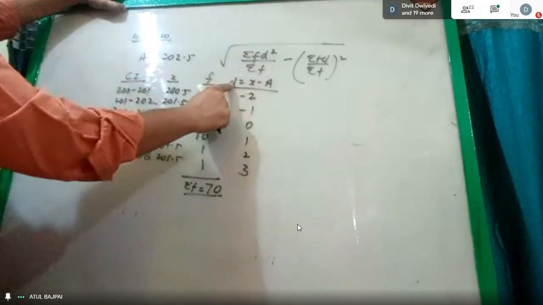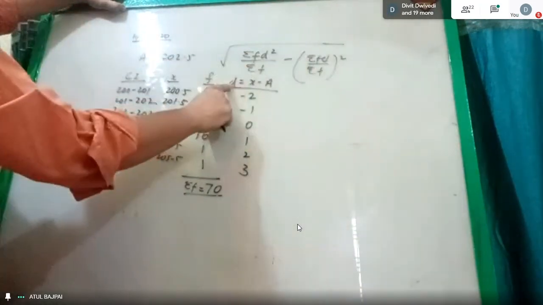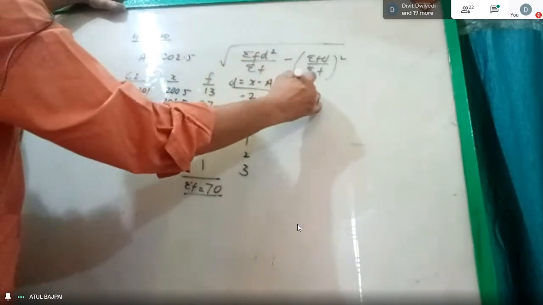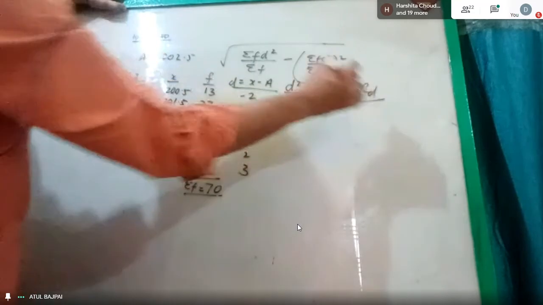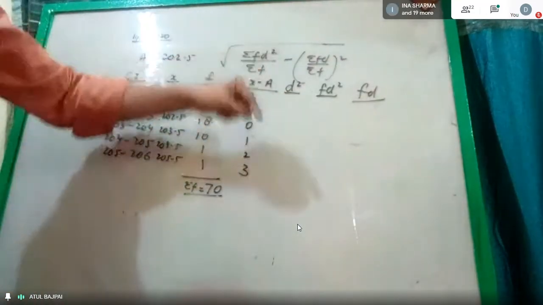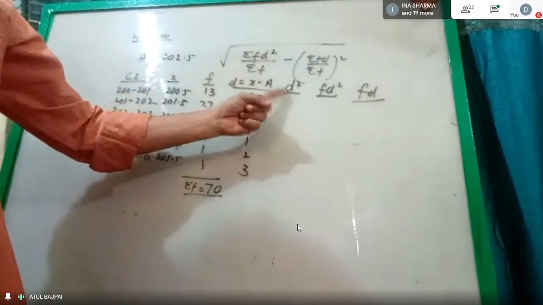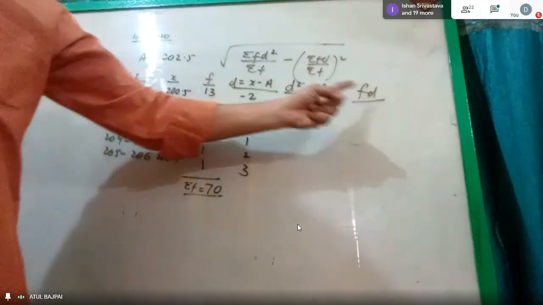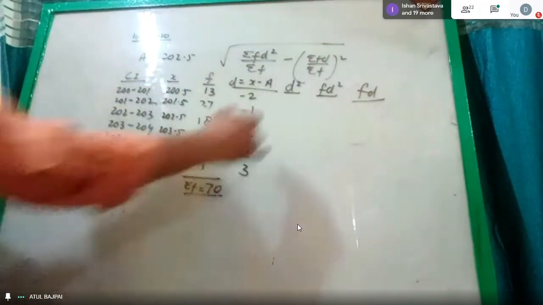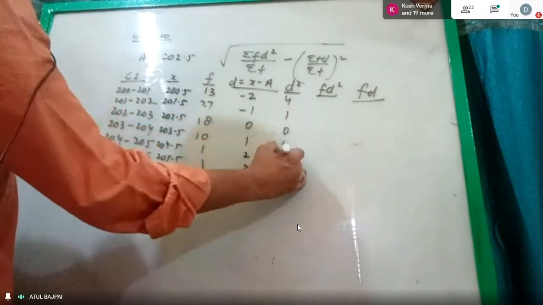D square is there. I need D square also, and then I need FD square, and then I need FD also. Can you see the sigma used in the formula? D square is required, so I will multiply FD square. I need FD, so I will multiply FD. So let us find D square.